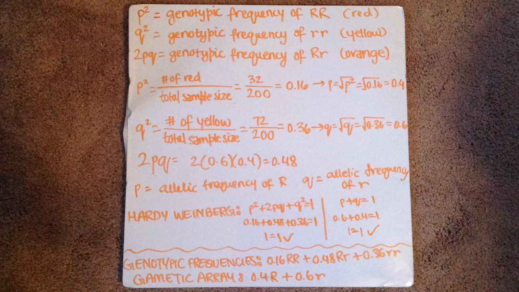P represents the allelic frequency for big R, whereas q represents the allelic frequency for little r. According to week 2 slides from Genetics 311 at NC State University, we know that if the sum of p squared plus 2pq plus q squared adds up to 1, and the sum of p plus q adds up to 1, then the population is in Hardy Weinberg equilibrium. And since our initial population does meet those requirements, it is in Hardy Weinberg equilibrium.